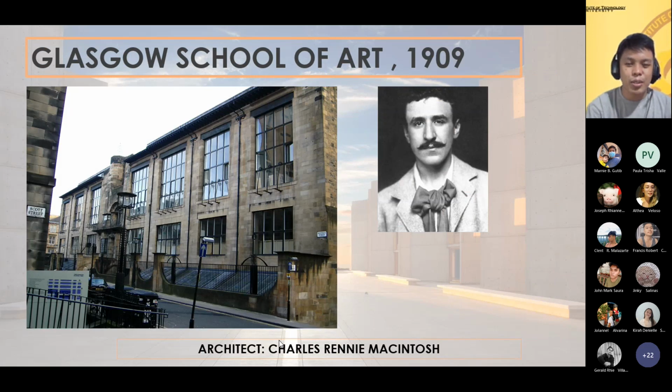So balik ta sa Europe, Glasgow School of Art, which was dated 1909, it's an architectural school. So the designer of this building and also the head of this architectural school is the architect Charles Rennie Mackintosh. So again, no, sa Glasgow School of Art, it's an architectural school, and ang building mismo is designed by Charles Rennie Mackintosh.